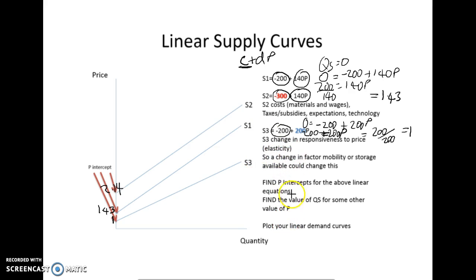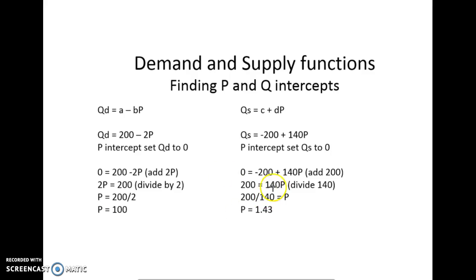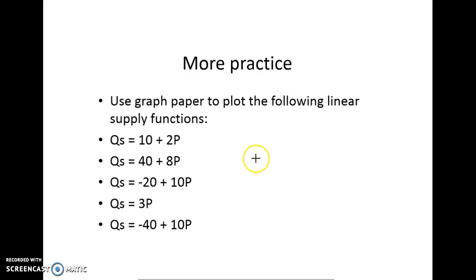Now you've done that, you can work out another point along those lines and then link them up together. So work out what it would be for 5, for example. Okay, so that should help there. On this next slide is just information about the p-intercept and q-intercepts again, so you can read through that. Here's some practice, so stop and have a practice.